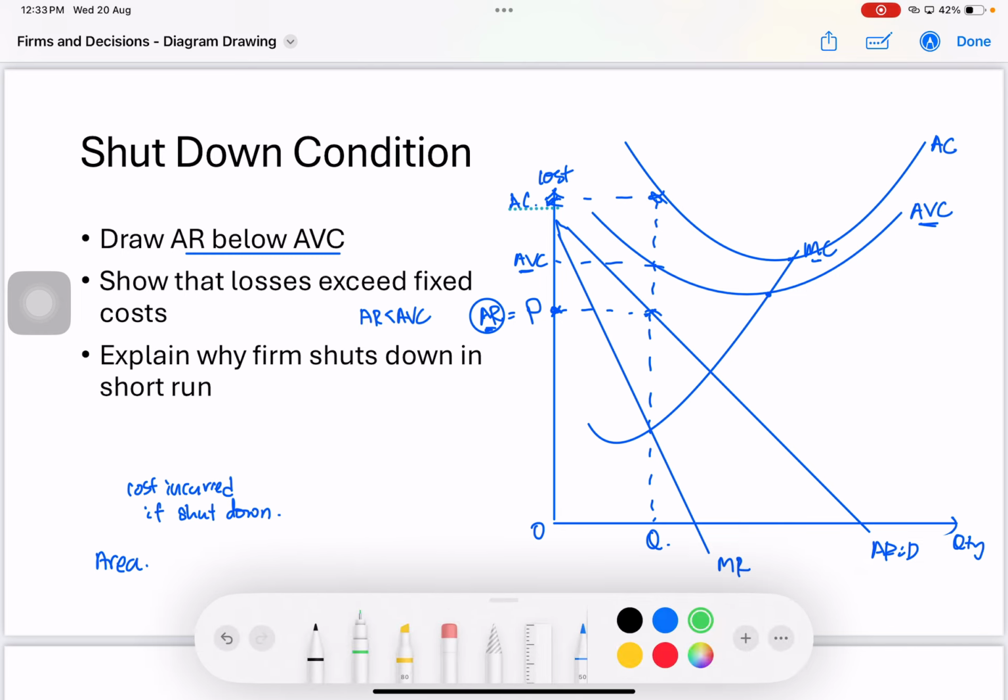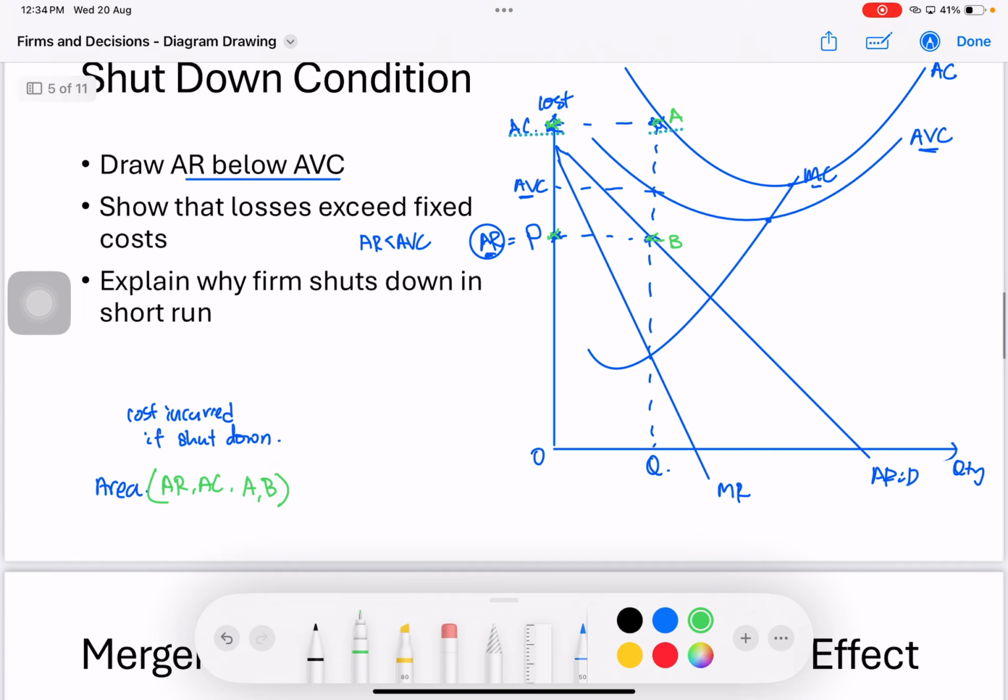So if you shut down, then this will be the cost incurred here: AR, AC, here A and B. Okay, area AR, AC, A and B.